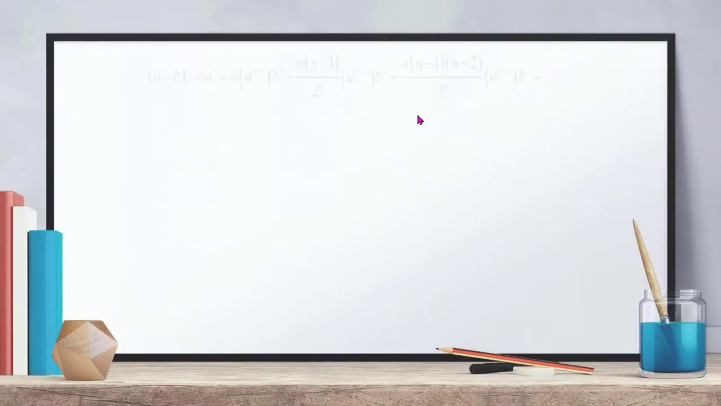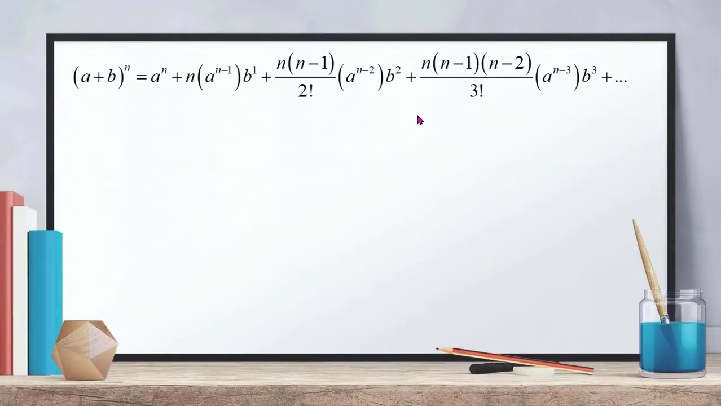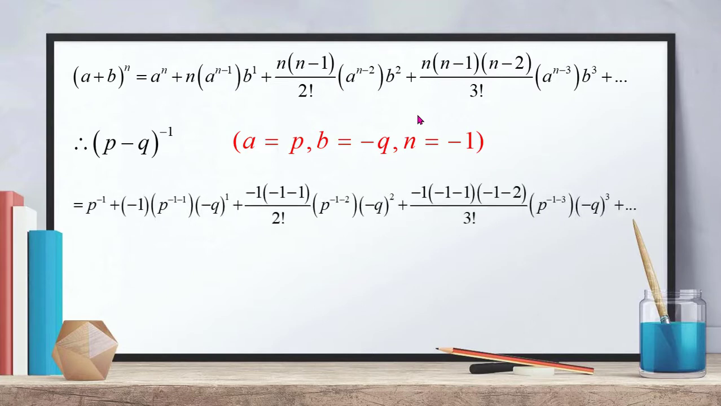Okay, then we're going to substitute all those values into the binomial theorem. And if we do, this is what we're going to have. p minus q raised to the power negative 1 is going to be equal to p. Where there's a, we've substituted p. Where there's b, we substituted negative q. And where there's n, we substituted negative 1.